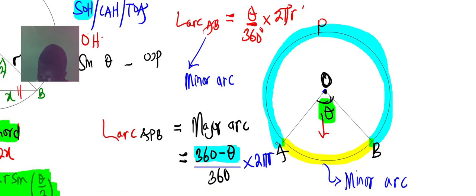Now another thing we need to understand is that the length of arc APB, which is the major arc, could just be the circumference of the circle minus the length of minor arc AB. The circumference of the circle is 2 pi r. That could just be 2 pi r minus the length of minor arc AB.